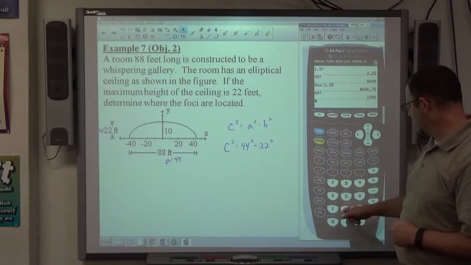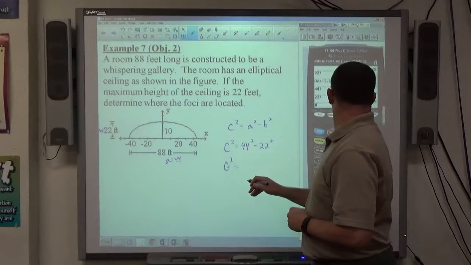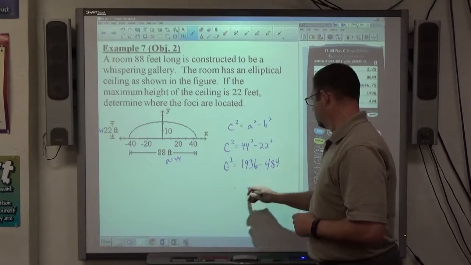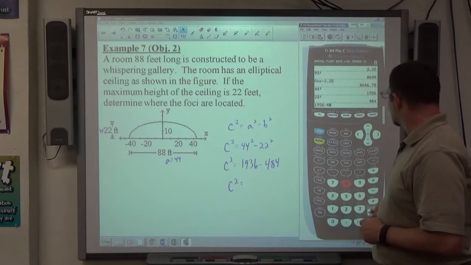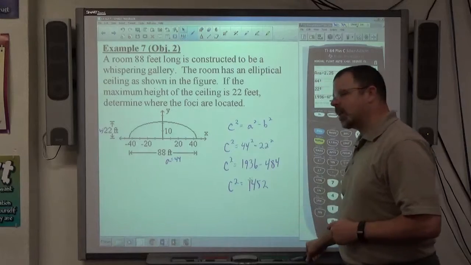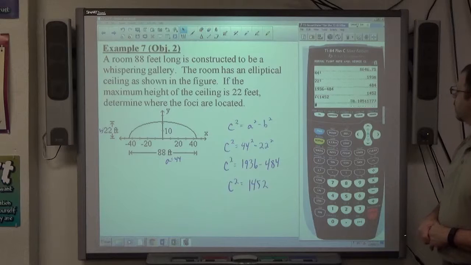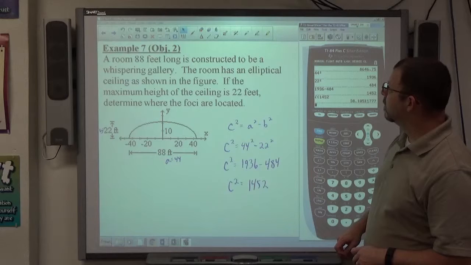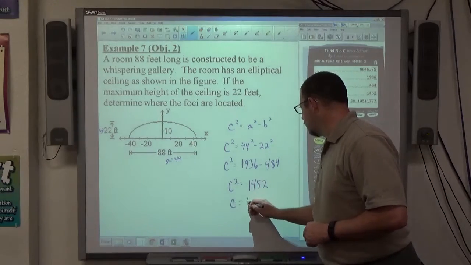44 squared is 1936 and 22 squared is 484. So c squared is equal to 1936 minus 484, which comes out to 1452. Then we take the square root of 1452. We get a focal distance of 38.11. It doesn't say to the nearest anything, so let's go through a couple decimal places. So c is equal to 38.11 feet.